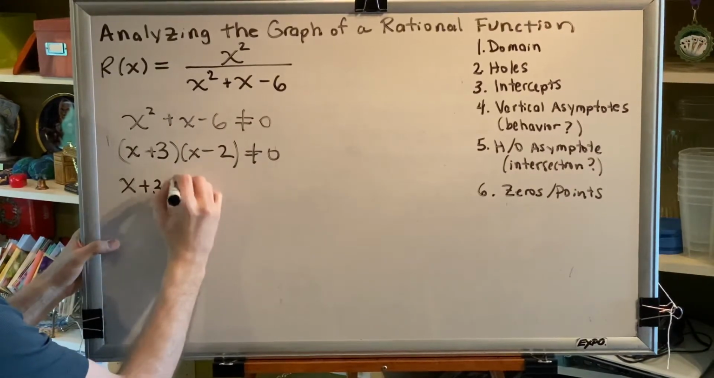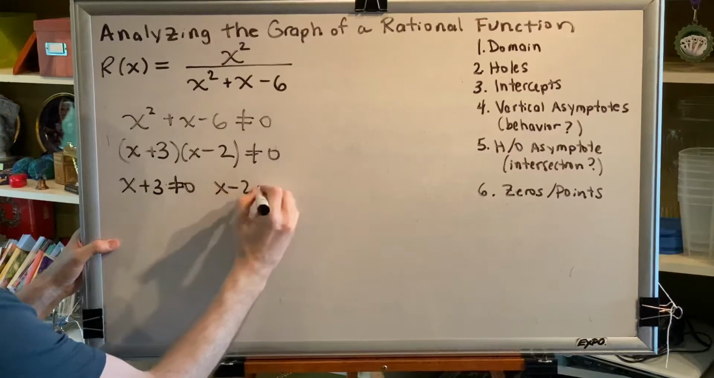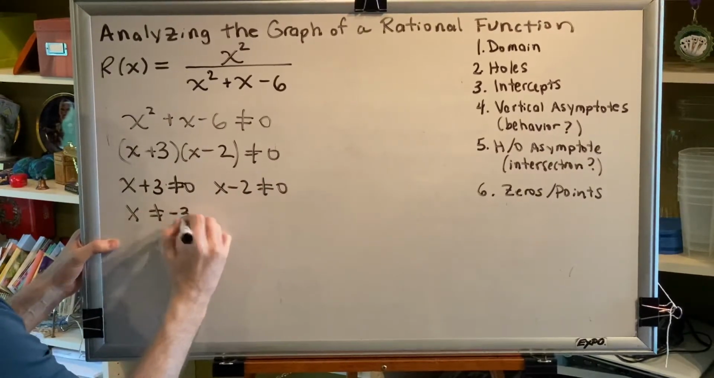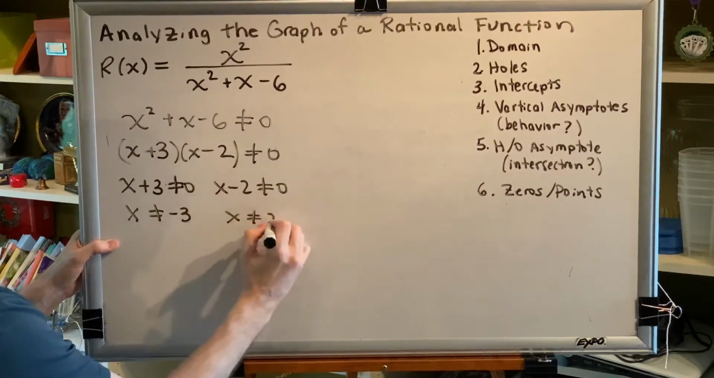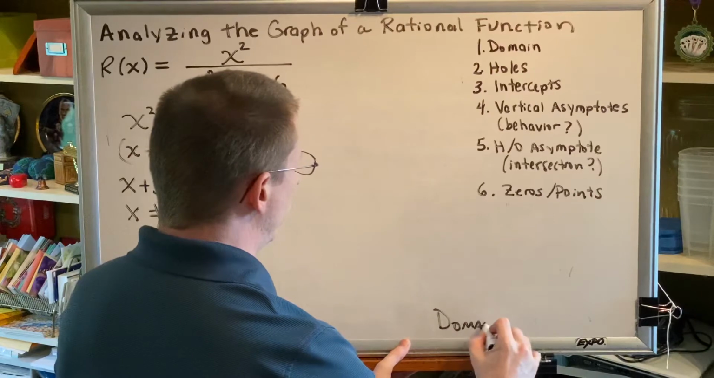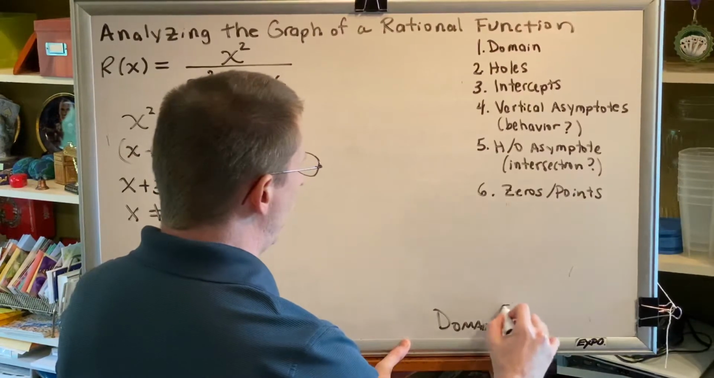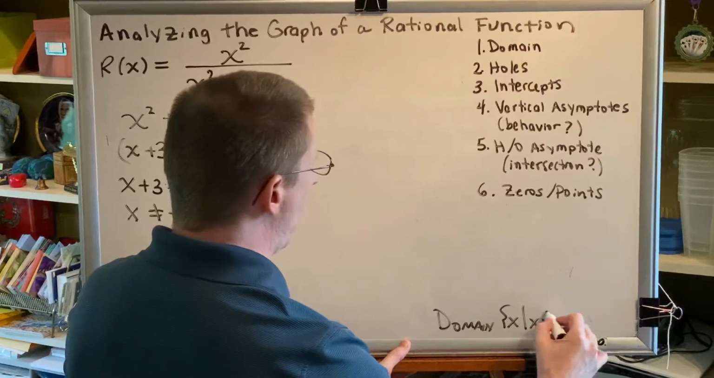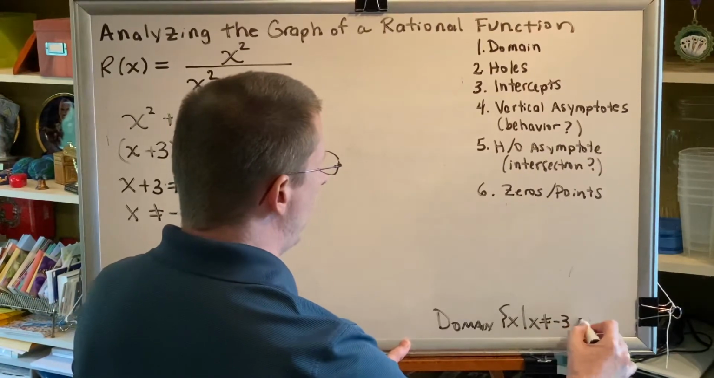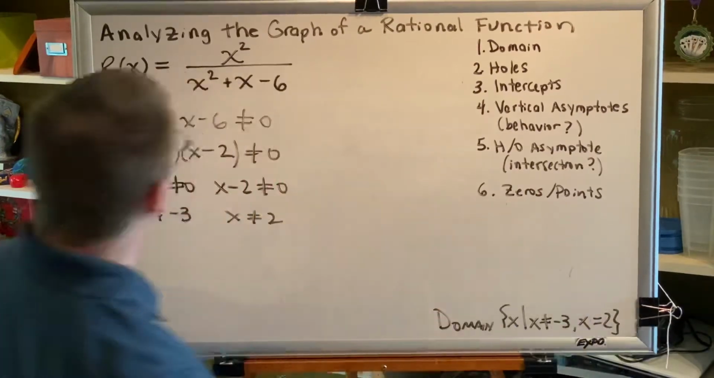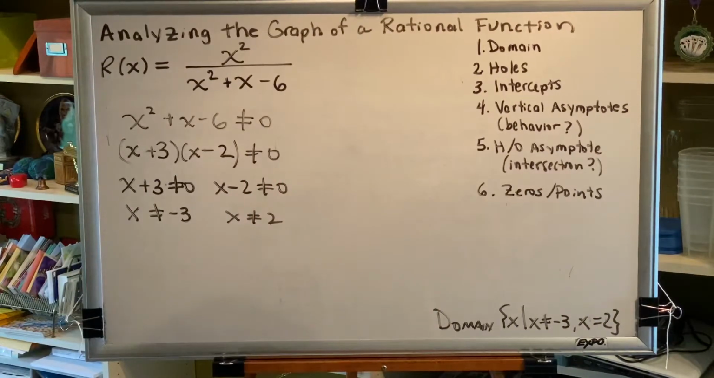X plus 3 is not equal to 0. X minus 2 is not equal to 0. So x is not -3, and x is not 2. So our domain for this problem is the set of all x such that x is real, but it is not equal to -3, and it is not equal to 2. All right, that was it for step 1.